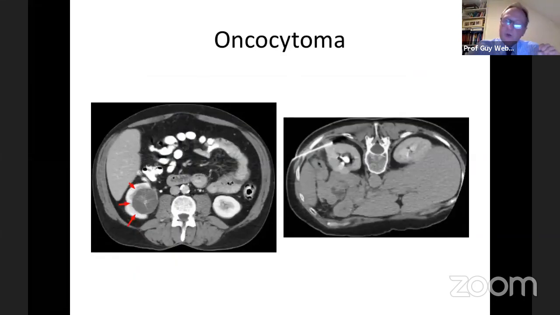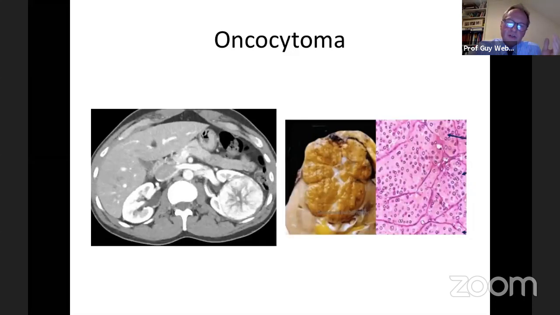Now, the common form of benign tumour that we see is the oncocytoma. On the left, you can see the classic appearance, and on the right, patient lying prone and having a biopsy into the posterior lesion of a different patient. And this has the classic scar in the centre, shown by the specimen on the right, and the oncocytic cells histologically.